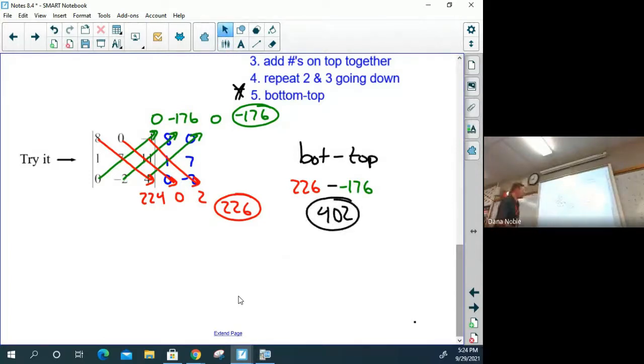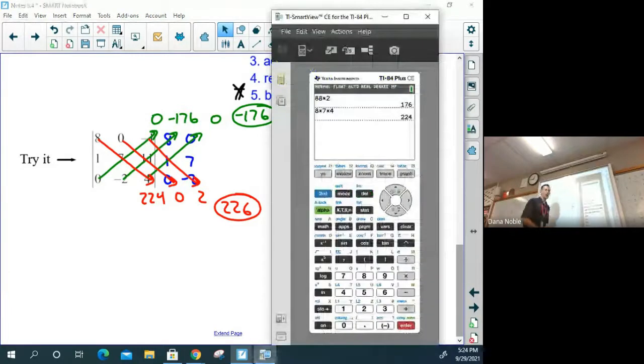Could we have done minors? We could have. Now, let me show you one more piece. We did a little bit with the calculator yesterday. Let's pull up the calculator and let's show how to calculate the value of the determinant.